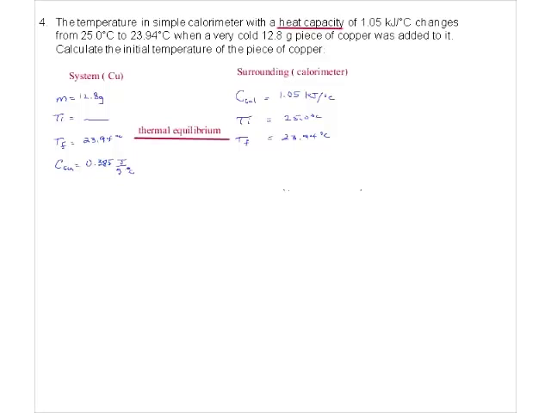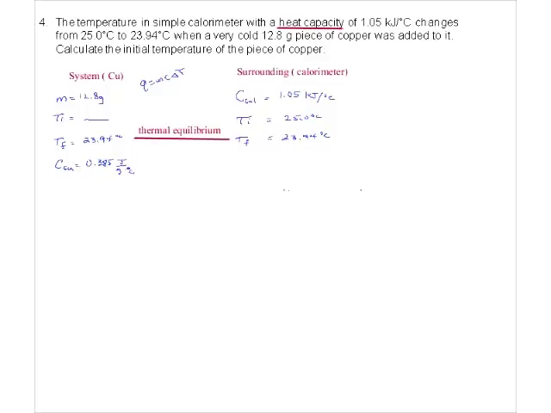Well, absolutely. We want to be able to get the initial temperature of the copper. In order to do that, we have to do this calculation here. Q equals mc delta T for the copper. We know m, we know c. We don't know Q, but we can find it. Therefore, we can calculate TI.